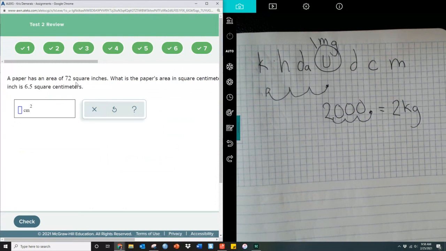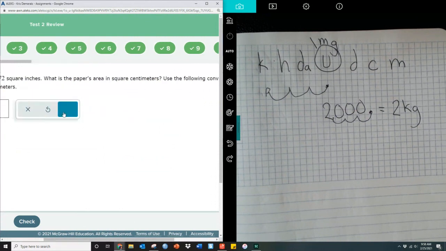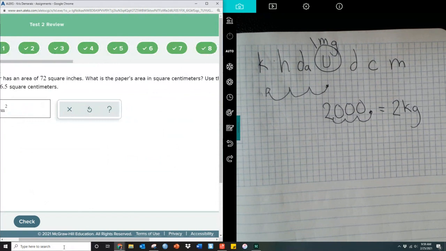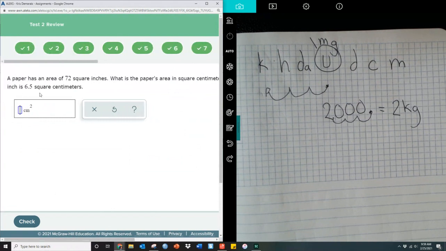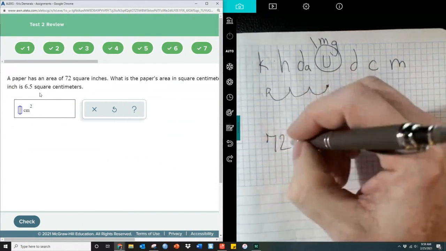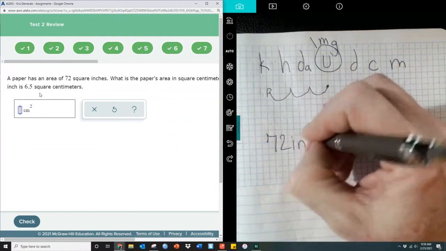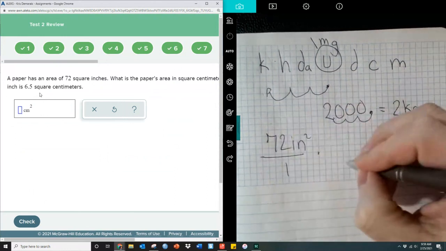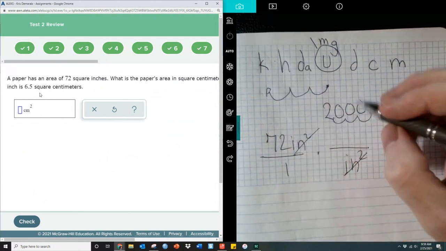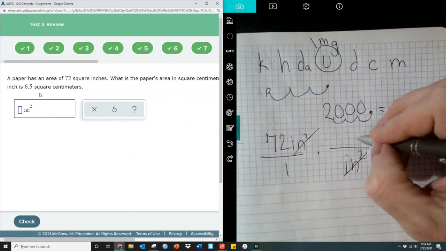All right, now paper is 72 square inches. It does give you the conversion. It wants what is the paper in square centimeters, and it tells you that 1 square inch is equal to 6.5 square centimeters. So again, like I said, this is going to be repetitive. We have the square inches over 1. We're going to put the square inches on the bottom to knock out the square inches, and then we're going to put the square centimeters.